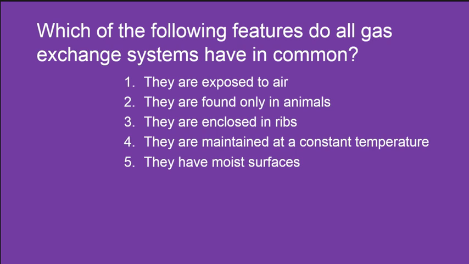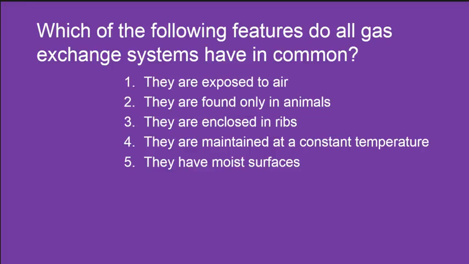All right, now which of the following features do all gas exchange systems have in common? Because respiration and photosynthesis require gas exchange. They're exposed to air, they're found only in animals, they're enclosed in ribs, they're maintained at a constant temperature, or they have moist surfaces. Well, not all gas exchange systems are exposed to air. That seems reasonable because you're talking about the atmosphere, but don't forget there's lots of aquatic organisms too, and the gases are dissolved in the water, so that's right out.